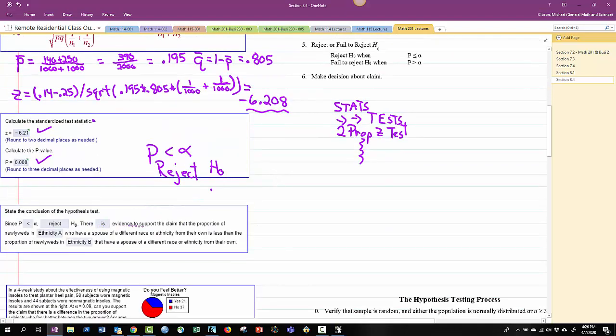There is evidence to support the claim that the proportion of newlyweds in ethnicity A who have a spouse of different race or ethnicity from their own is less than the proportion in ethnicity B. Okay, so that is it for that one.